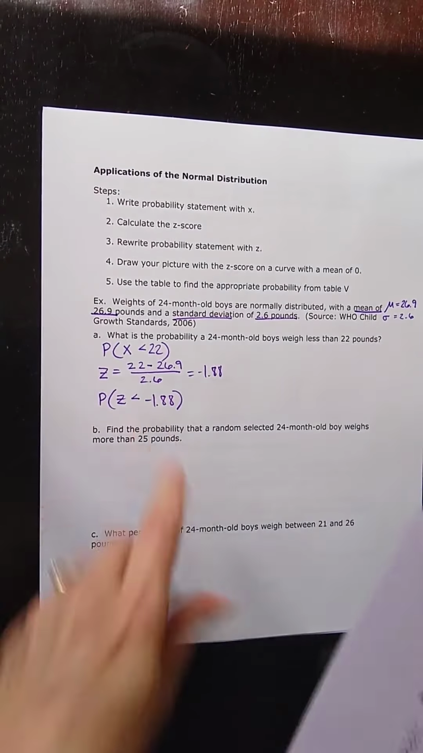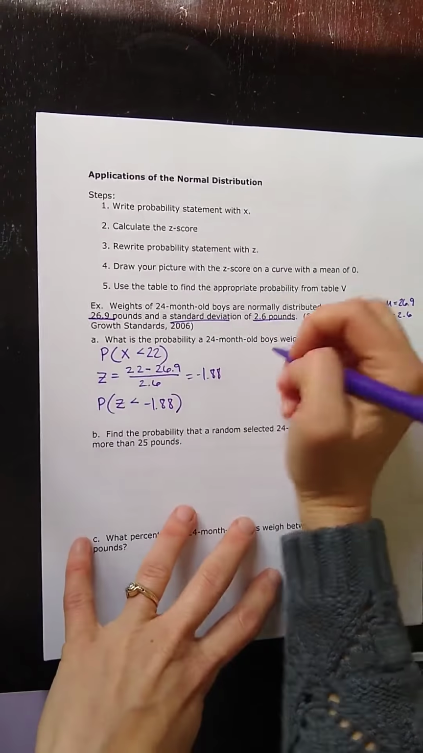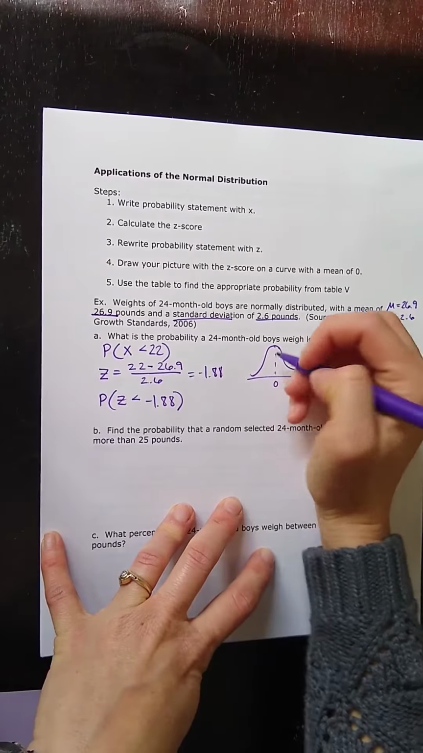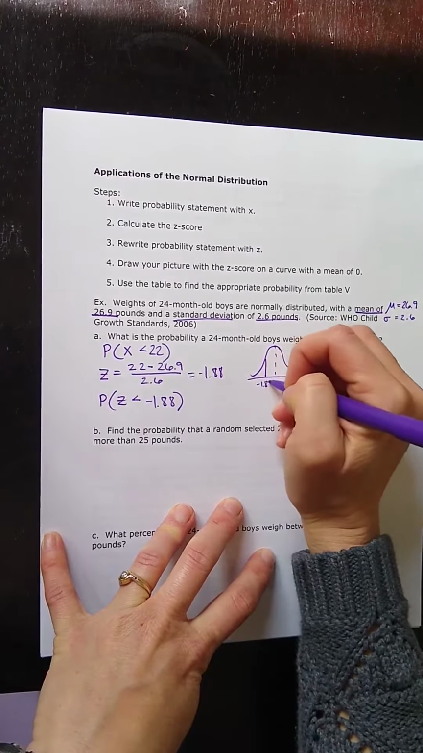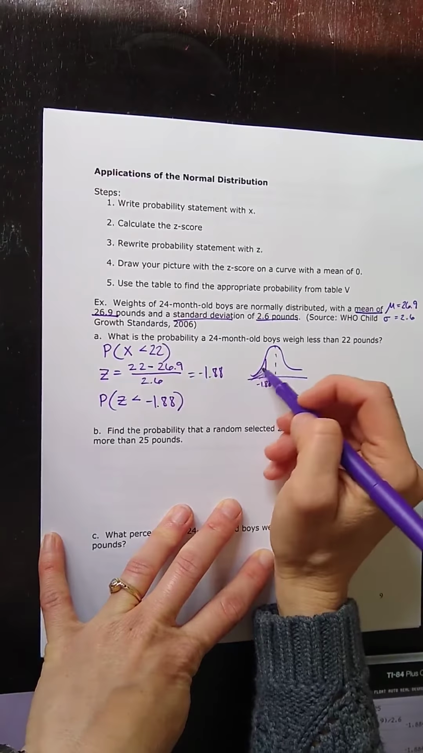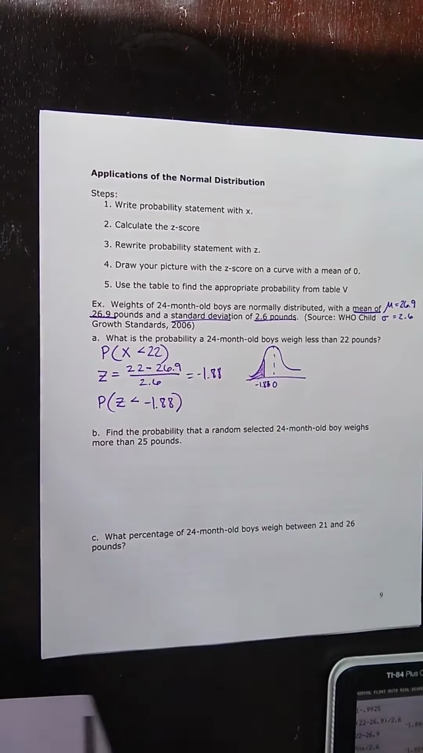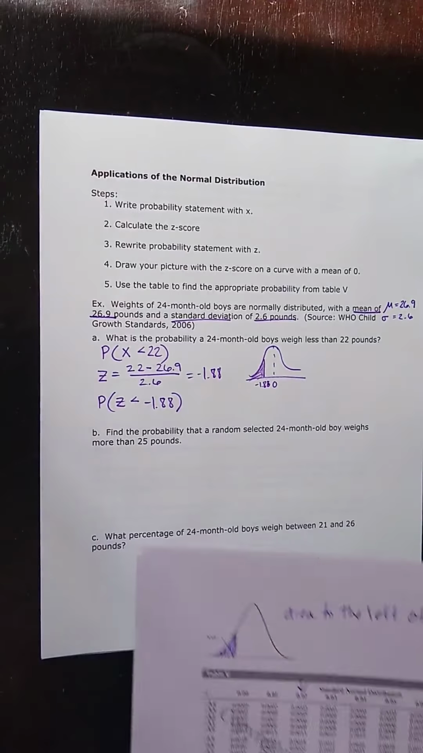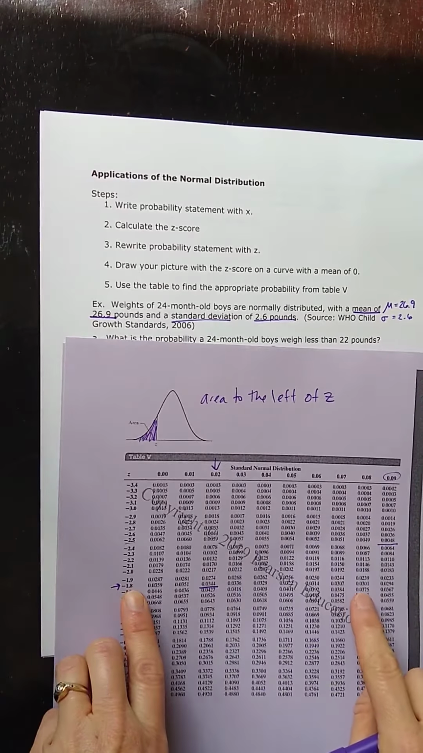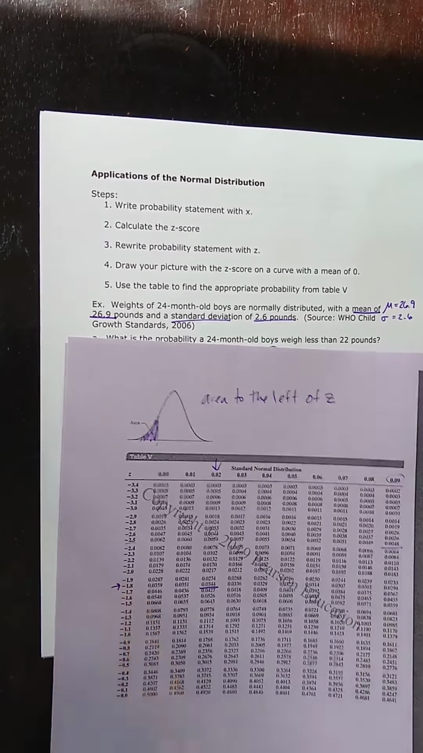Make sure I'm on the negative side. I'll draw my picture first. 0 in the middle, so negative 1.88. And I want less than negative 1.88, so I'm looking for this. That's great. This is a less than. I just get my value from the table, and that's it. 1.88, 0.0301.